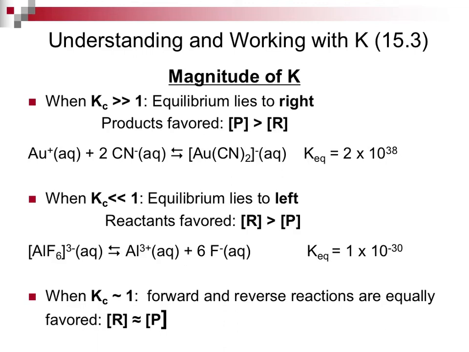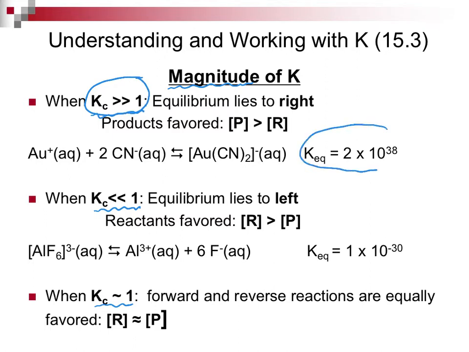We've defined what K is. Now let's show what we can do with it. One of the things is we can look at the magnitude. How big is it? K could be much, much greater than 1, K could be much, much less than 1, or K could be just about equal to 1. When we look at the numbers, I'm just going to focus on this first: K is much, much greater than 1.